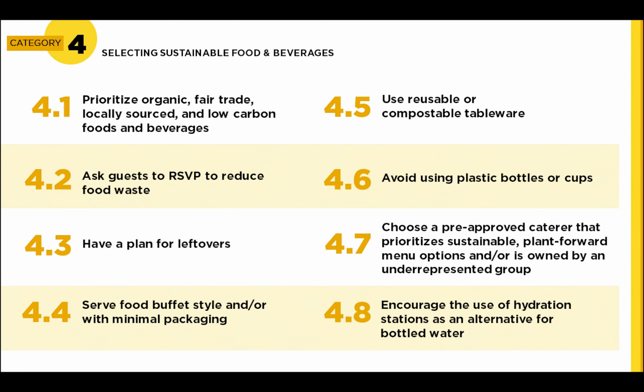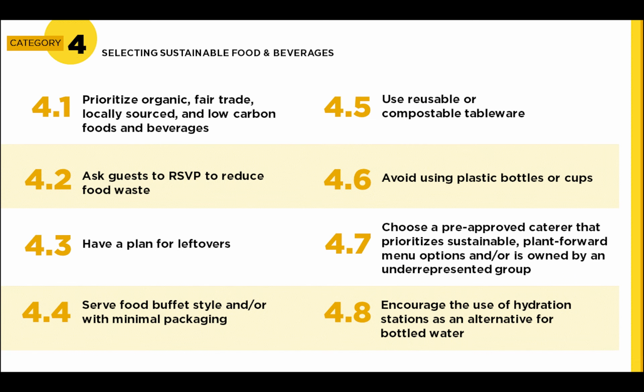So in this category, there are 8 action items. The first one is prioritizing organic, fair trade, locally sourced, and low carbon foods and beverages. This is an opportunity for you to ask your caterer to use organic, fair trade, and locally sourced foods as much as possible. Organic agriculture has many benefits, including being better for our health and better for the soil that we all depend on. It also supports local farmers, minimizes the carbon footprint, and reduces the distance our food has to travel from the farm to our plate.